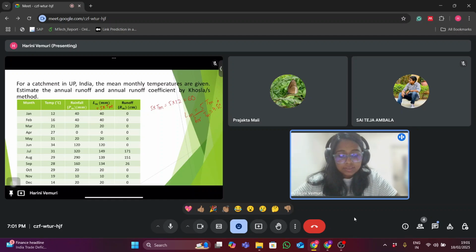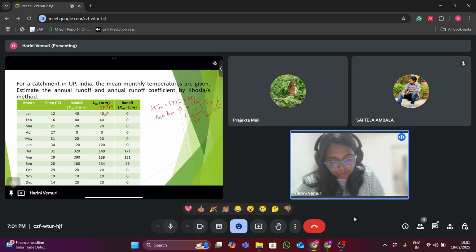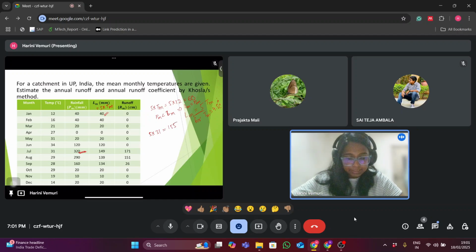Since the loss is greater than the amount of rainfall, we are just keeping here the amount of rainfall. So in case Pm is less than Lm, then Lm is written as Pm here. Okay. If we have higher precipitation, suppose in this case the temperature is 31, 5 into 31, it is 155, approximately.